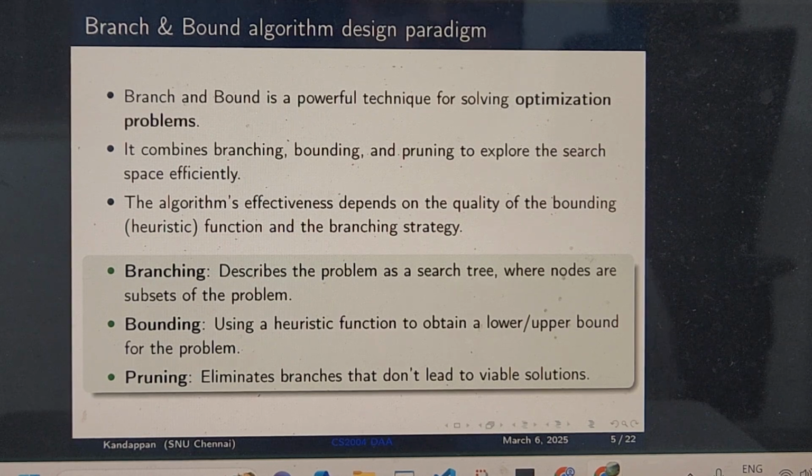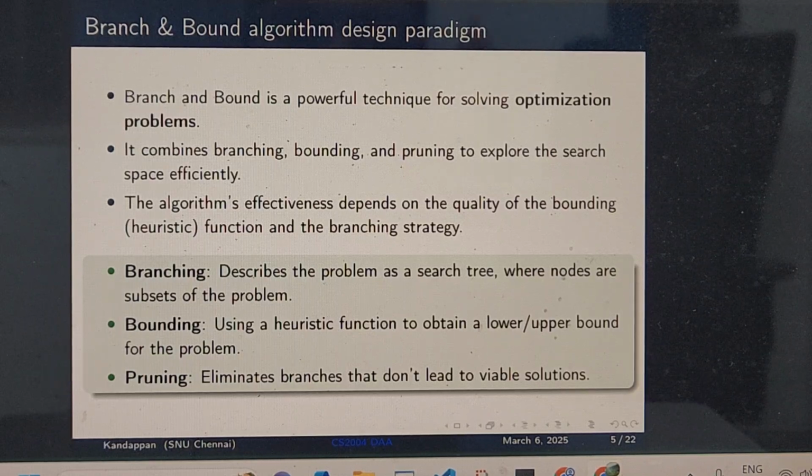So now that we know what a heuristic is, we come to the branch and bound design technique. Why I mentioned heuristic here is because this design technique uses heuristics. There are three main steps: branching, bounding, pruning. Branching is, of course, the same thing you did in backtracking. Your problem, you will model it in the form of a state space tree.